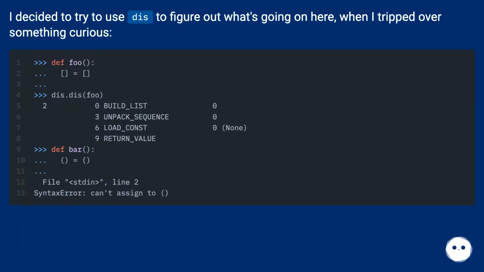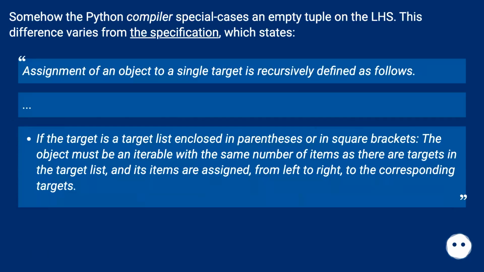I decided to try to use dis to figure out what's going on here, when I tripped over something curious. Somehow the Python compiler special cases an empty tuple on the LHS. This difference varies from the specification, which states, assignment of an object to a single target is recursively defined as follows. If the target is a target list enclosed in parentheses or in square brackets, the object must be an iterable with the same number of items as there are targets in the target list, and its items are assigned, from left to right, to the corresponding targets.